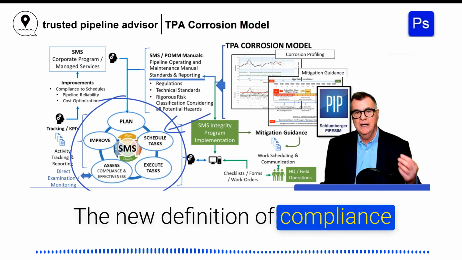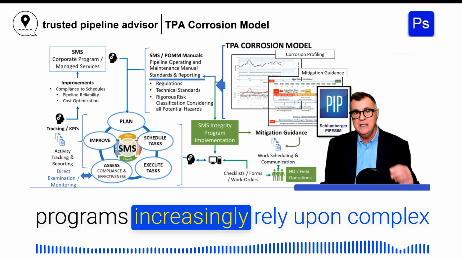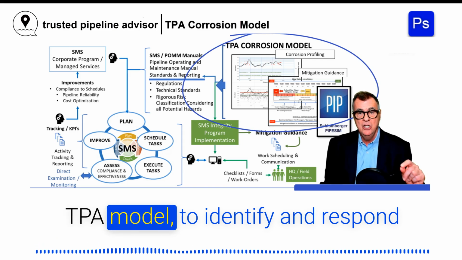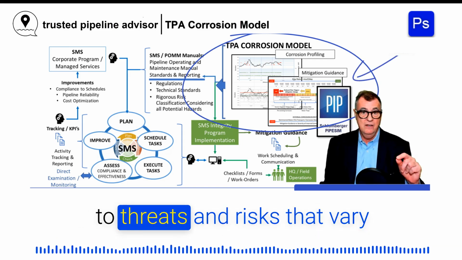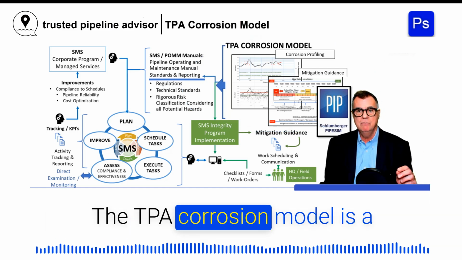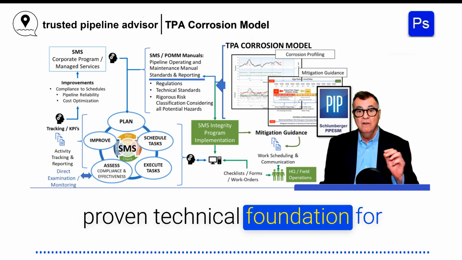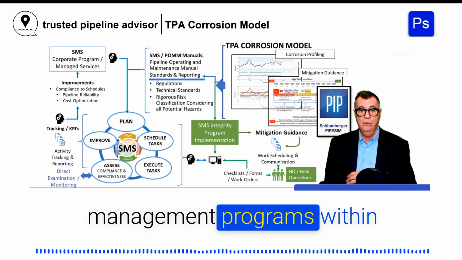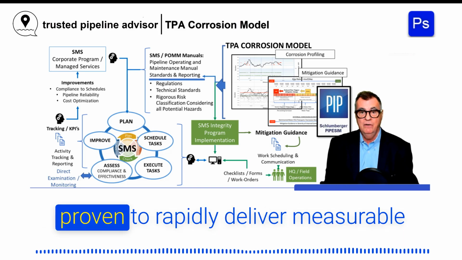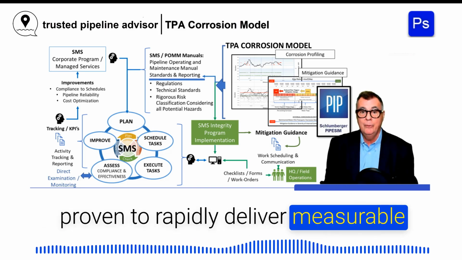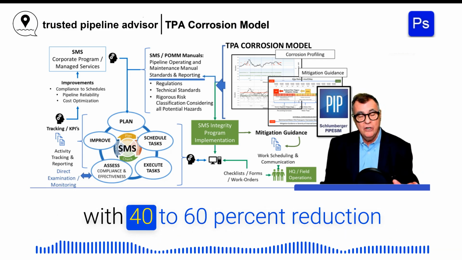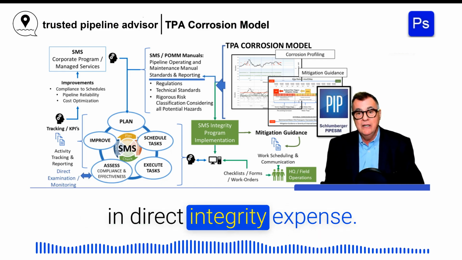The new definition of compliance requires that integrity management programs increasingly rely upon complex internal corrosion models, such as the TPA model, to identify and respond to threats and risks that vary significantly across pipeline systems. The TPA Corrosion Model is a proven technical foundation for quality performance-based integrity management programs. A performance-based integrity management program has consistently proven to rapidly deliver measurable improvements to pipeline safety, elimination of pipeline failures, with 40 to 60% reduction in direct integrity expense.